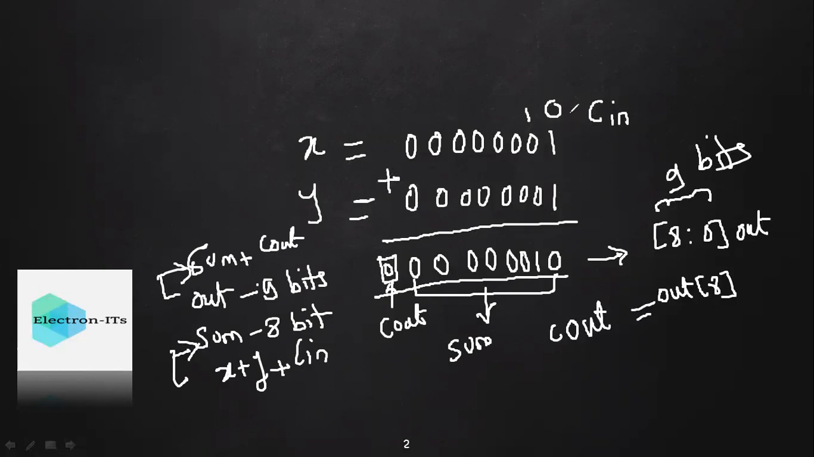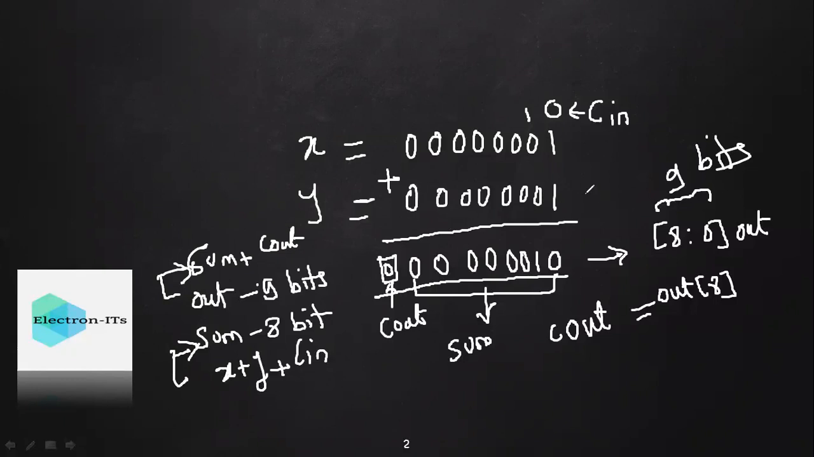So here I am considering c in as 0. If you apply 1, then your output will get changed. So 1 plus 1 is 0, and 1 will be your carry, and then it will extend till the last. So this is about the input which we are providing.